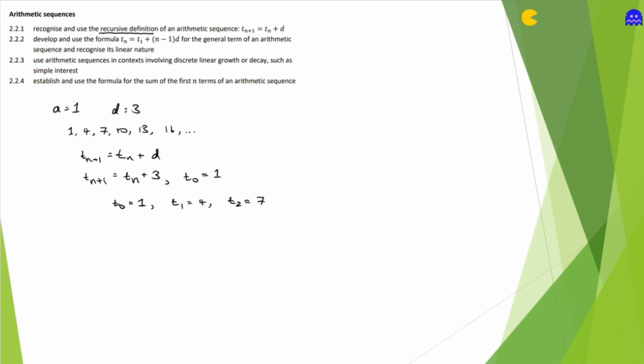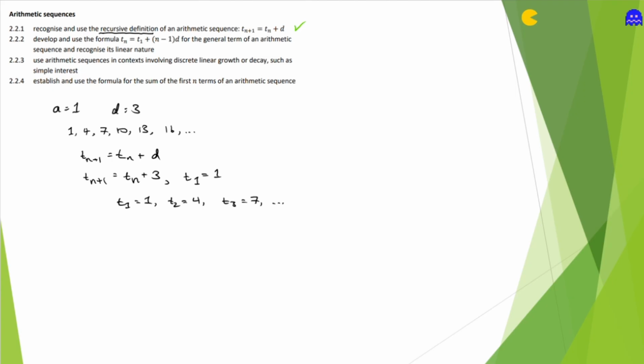We can also label this as our t1 term if we really want to. And so in this case we can define t1 as 1, t2 as 4, t3 as 7, and so on and so forth. So in terms of what your subscript is here, it really depends on whether you define your first term as t0 or t1, and you can see both cases in your tests and exams. Okay, so that's the recursive definition knocked out.